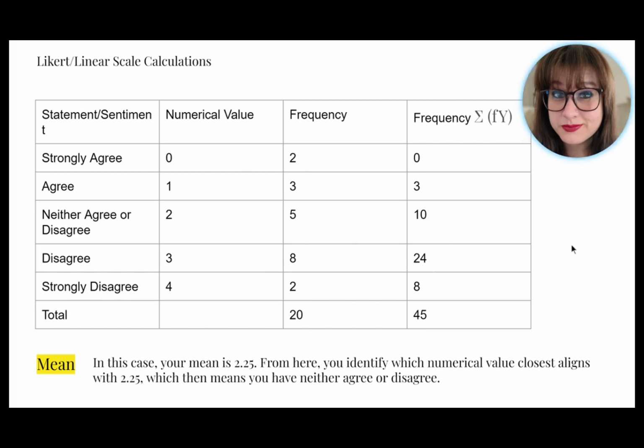The way you analyze and interpret this, though, is that your mean comes to 2.25. You don't have a 2.25 over here, and that doesn't have any meaning to us. So you identify which numerical value most closely aligns to the 2.25, which is basically neither agree nor disagree. So the average aligns with neither agree nor disagree. That's essentially how you use the mean in these types of linear or Likert scale calculations.